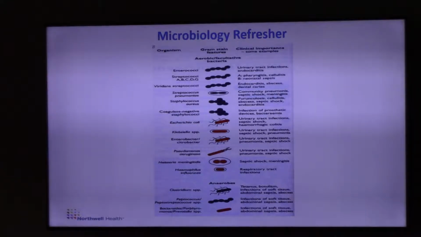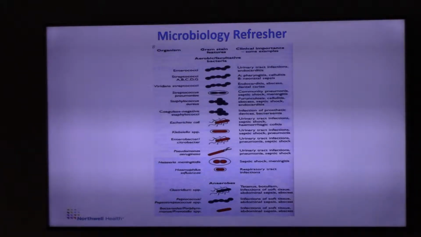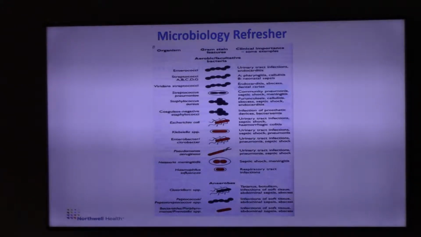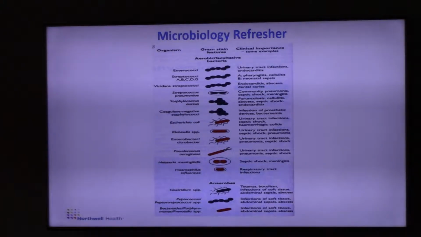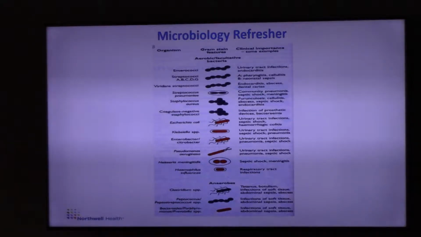So just a little refresher on microbiology. Normally what happens is when a specimen is collected in a lab, the first thing that's done is to determine what type of bacteria it is. So it's something called a gram stain. The gram stain is basically where the bacteria is dyed and it either turns purple or violet, which is your gram positives, or pink or red, which would be your gram negatives.